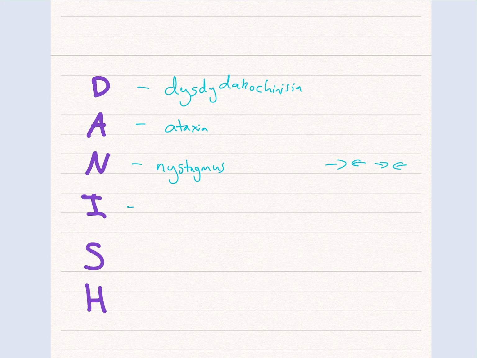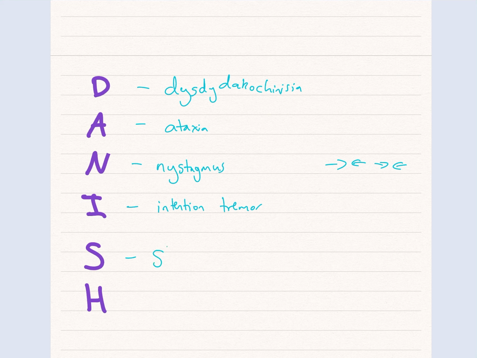Next one is intention tremor. For example, let's say you want to point to your water bottle from earlier. As your finger is getting closer and closer to the target, your hand starts to have more and more of a tremor. It starts to shake more. Again, watching a YouTube video is the best way to see it.